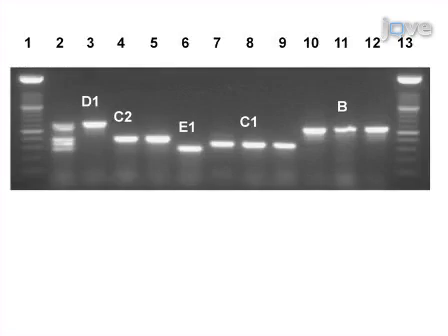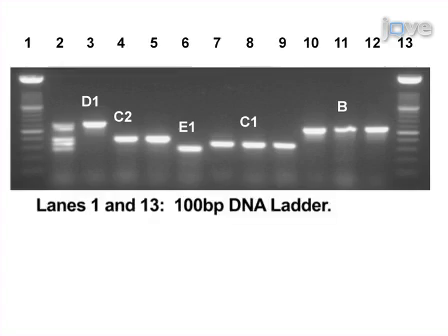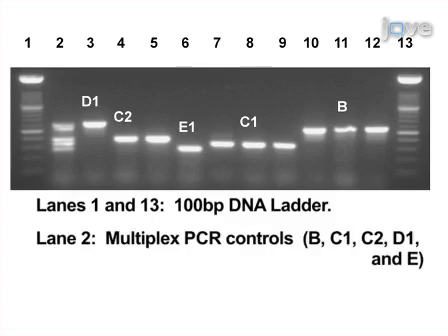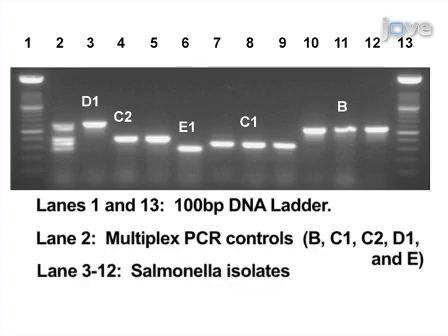This first ethidium bromide stained gel shows the results of a multiplex PCR for the O allele associated with Salmonella enterica serovars Enteritidis, Hadar, Heidelberg, and Typhimurium. Lanes 1 and 13 contain a 100 base pair DNA ladder. Lane 2 contains the multiplex PCR controls for O alleles B, C1, C2, D1, and E. The remaining lanes, 3 to 12, contain Salmonella isolates.